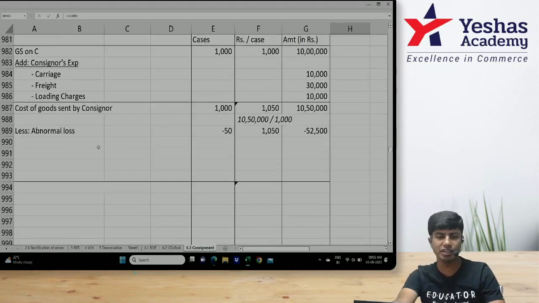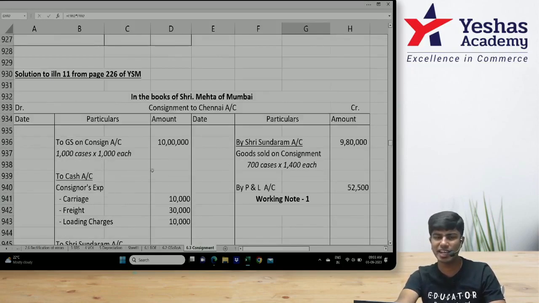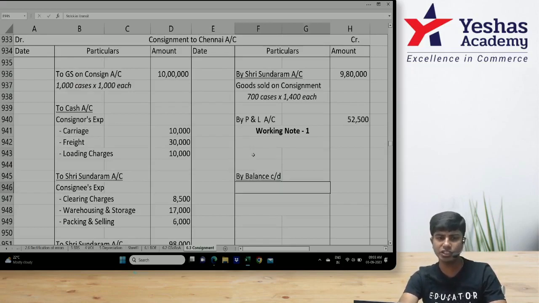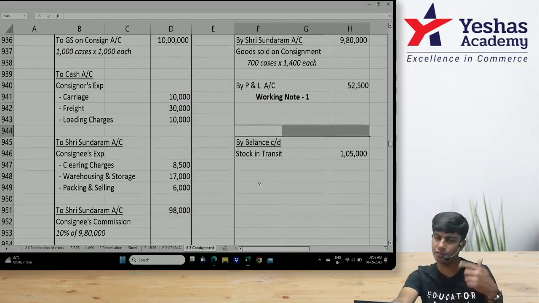What's after that? How many cases are still in transit? 100, also at 1,050, so this will be 1,05,000. This I'll also write here. It is sent, so it is part of the 1,000 cases, but it will not be part of the balance carried on. So what do we write? In between we'll write stock in transit, 1,05,000. Or if you want, you can write here by Gita 1,05,000, balance carried on with consignee.